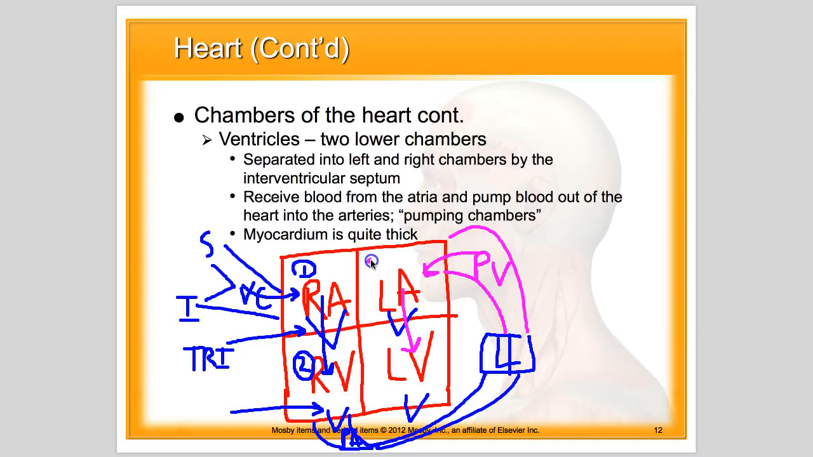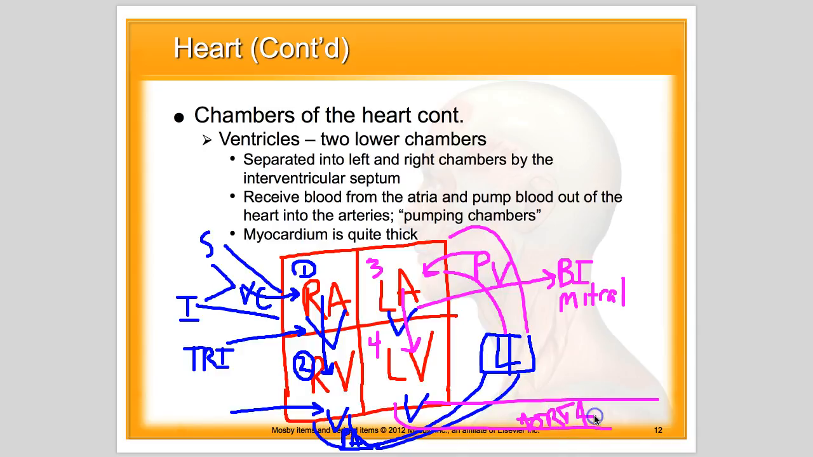So that would be our step 3, I guess, and our step 4. In between the left atria and left ventricle is another valve. This one has two names. Sometimes it's called the bicuspid valve because it has two flaps, but it's most commonly called the mitral valve, M-I-T-R-A-L. That's two names. Okay. And then the left ventricle sends the blood to the aorta, which sends the blood to the rest of the body. And that's the major artery that leaves the heart. And then this valve here is called the aortic valve.